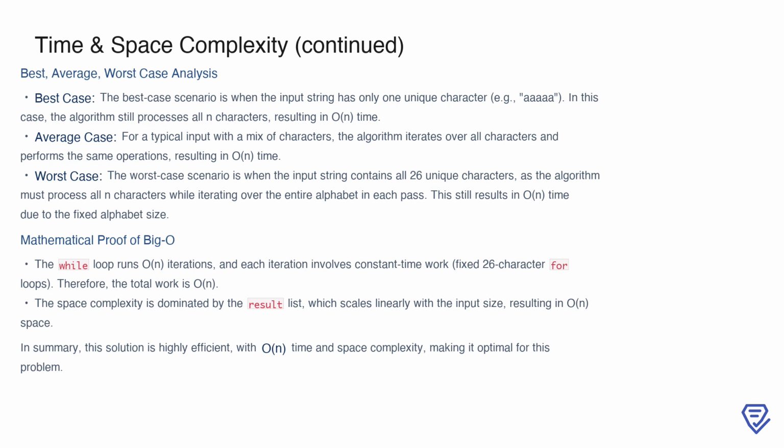Mathematically, the while loop runs n iterations, and each iteration involves constant work due to the fixed 26-character for loops. As for space complexity, it is dominated by the result list, which scales linearly with the input size, leading to O(n) space. In conclusion, this solution achieves an optimal balance between time and space efficiency, with O(n) complexity for both metrics, making it a highly effective approach for this problem.